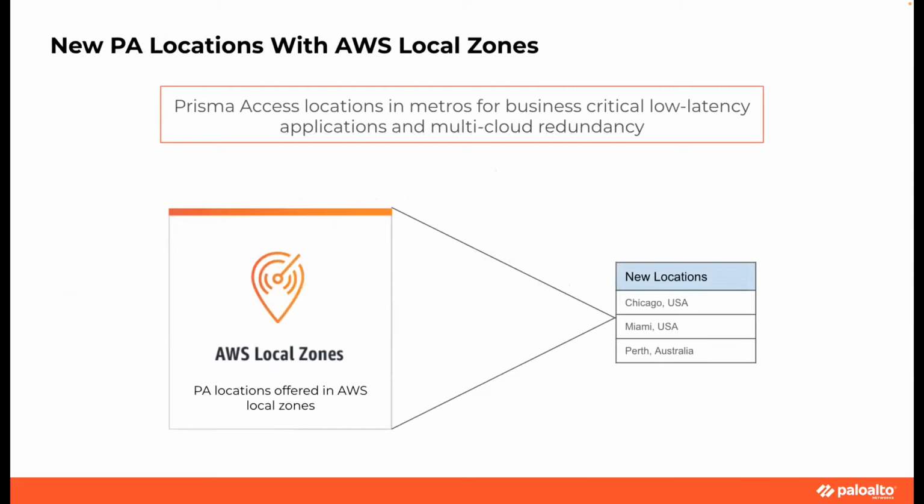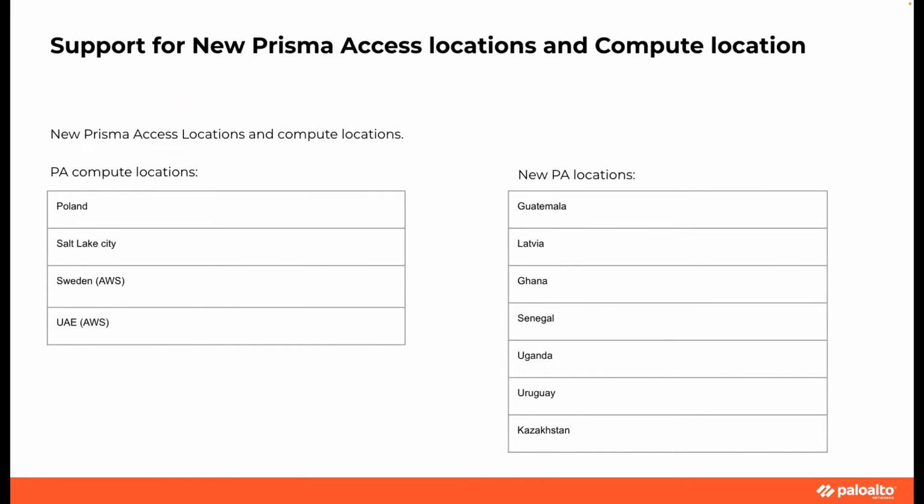The next item is the introduction of premium zones or premium locations with AWS. This is offered currently in Chicago, Miami, and Perth. These locations give you low latency connections for your sites, users, and data centers. Along with that, we are introducing new compute and PA locations across different parts of the world. Some of the compute locations that we are introducing are in Poland, Salt Lake City, Sweden, and UAE. Some of the locations we are introducing are Guatemala, Latvia, Ghana, Senegal, Uganda, Uruguay, and Kazakhstan. More details of this are obviously available in the release notes, and there are also instructions on how you can leverage these locations as well.